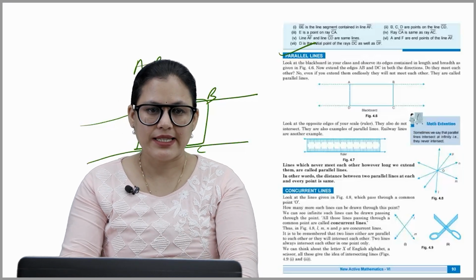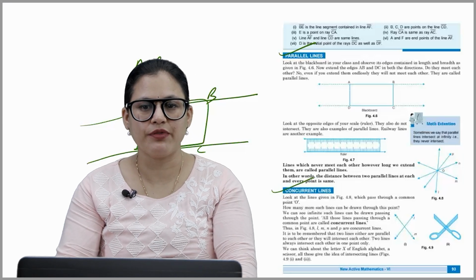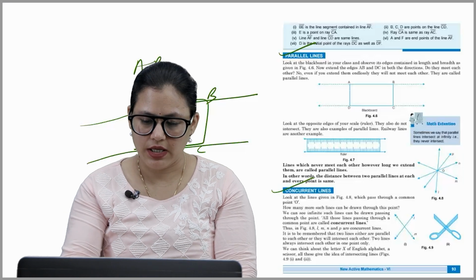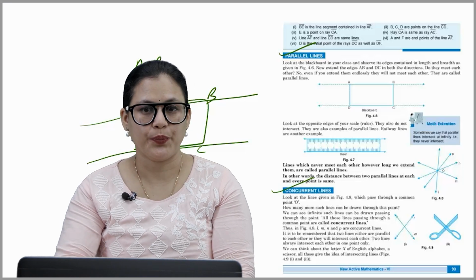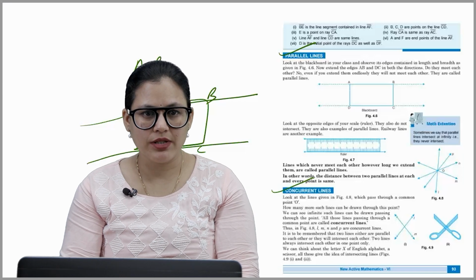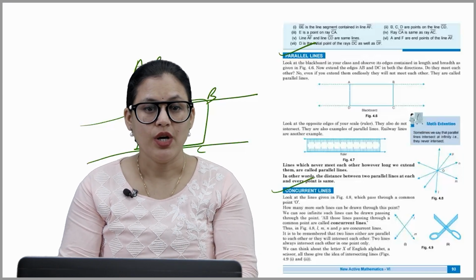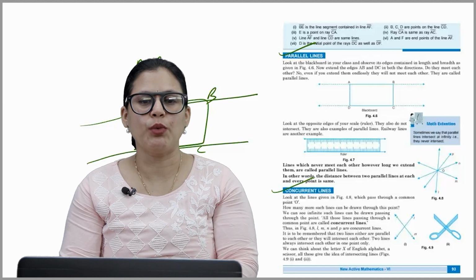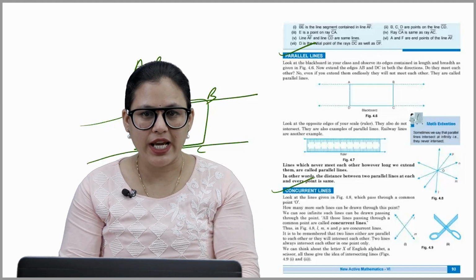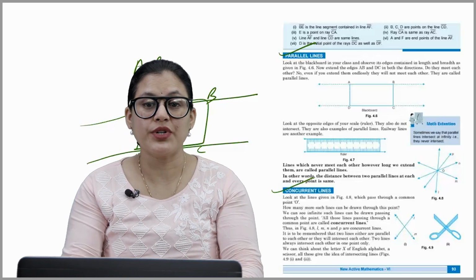Next is concurrent lines. Look at the lines given in figure 4.8, which pass through a common point. See, it passes through common point O. How many more such lines can be drawn through this point? We can see infinite such lines can be drawn passing through the point. All those lines passing through a common point are called concurrent lines. Thus, in figure 4.8, L, M, N and P are concurrent lines.